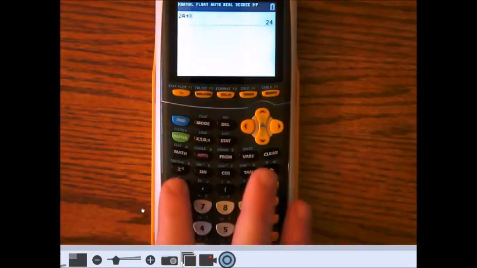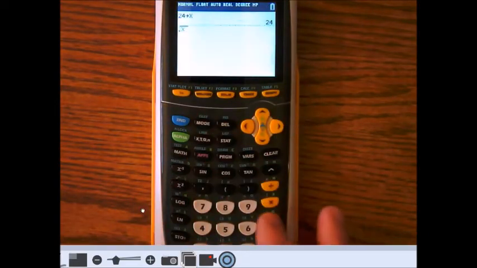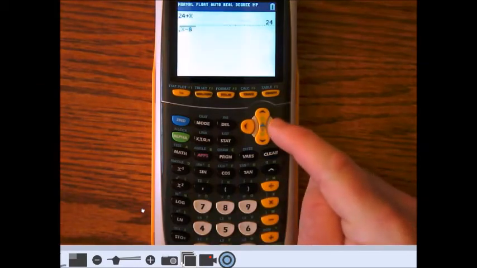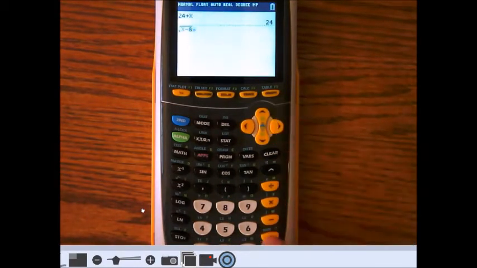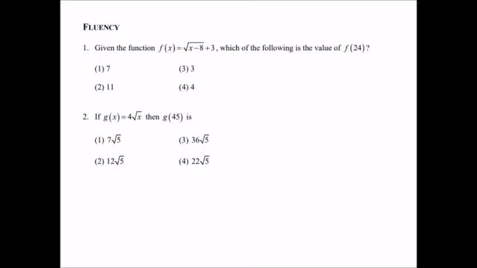So square root of x minus 8. Now be careful because the plus 3 is outside of the radical, so I have to move it over, and then plus 3, and then this will take care of the computation, 7. There we go.